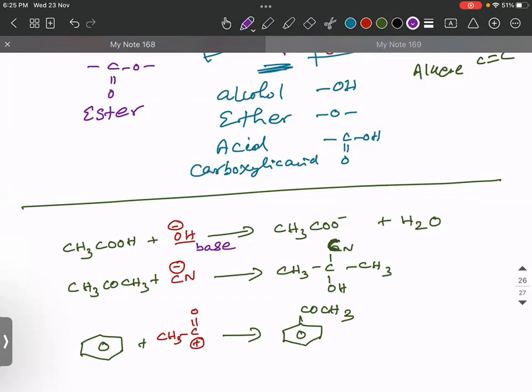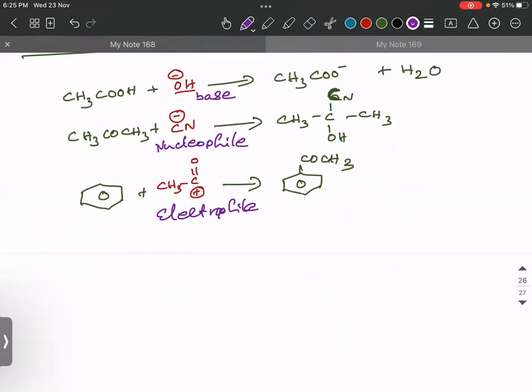In the second case, nucleophile. Third case, so you have to draw the resonance structure for phenol. Who will draw? Who will draw the resonance structure for phenol? Will you? You draw it here itself.